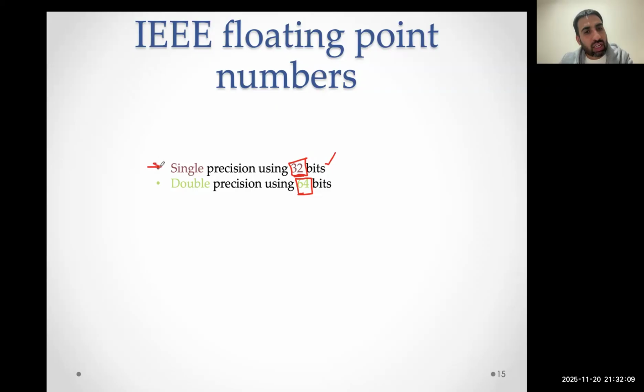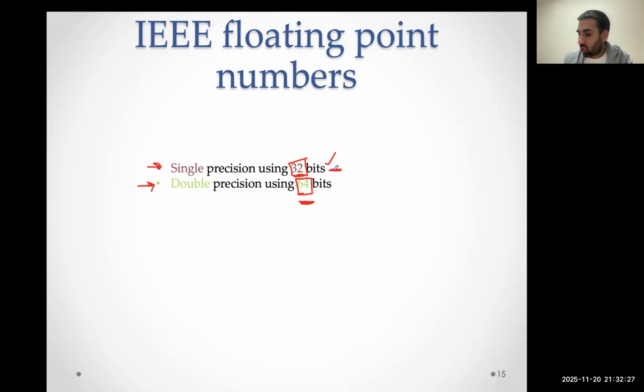So what is the meaning of single precision and double precision here? Double precision just means that if you use 64 bits, you are offering more precision, or you are at the second level of providing higher precision as compared to the case where you are using only 32 bits in total.